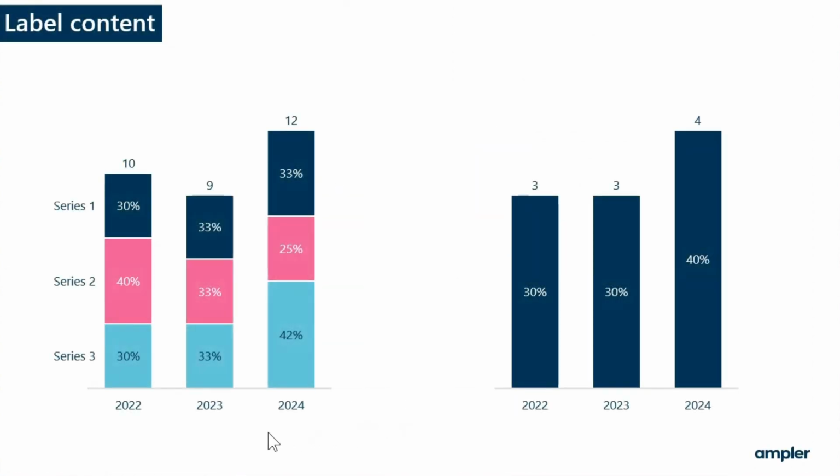When charts have multiple series, segment percentages are calculated based on the total sum of the category. However, when a chart has only one series, the percentages are calculated based on the sum of the full series.